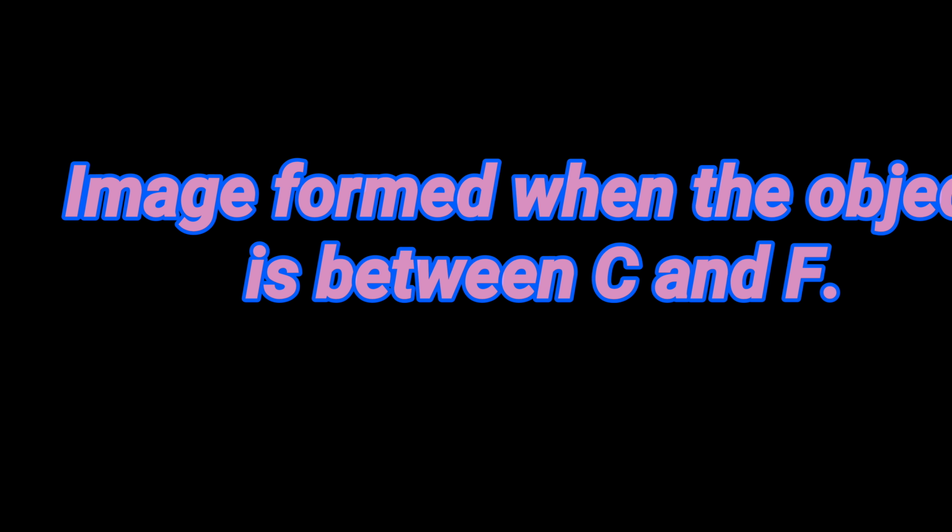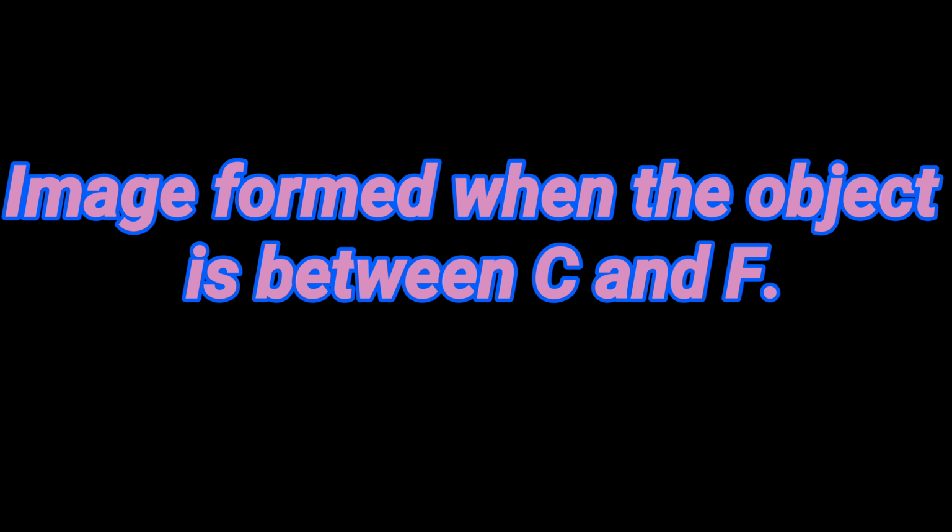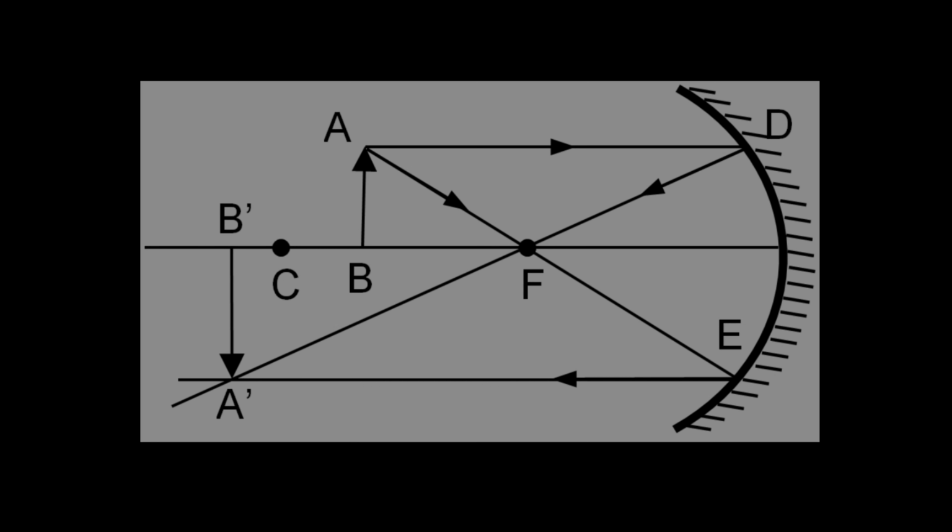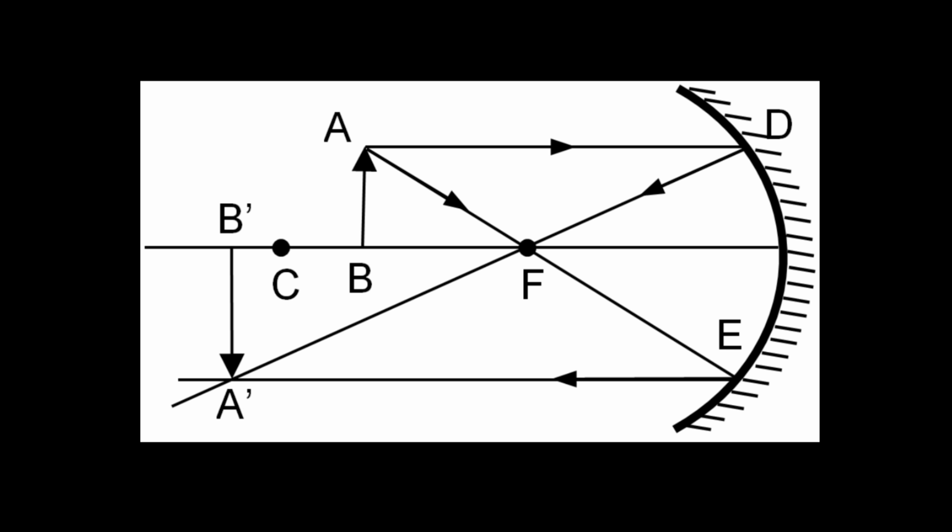Image formed when the object is between C and F. In the image, it can be observed that when the object is kept between C and F, the first ray passes parallel to the principal axis and gets reflected back through F, and the second ray passes through F and gets reflected parallel to the principal axis, and the image is formed beyond C. The image is magnified and its nature is real and inverted.